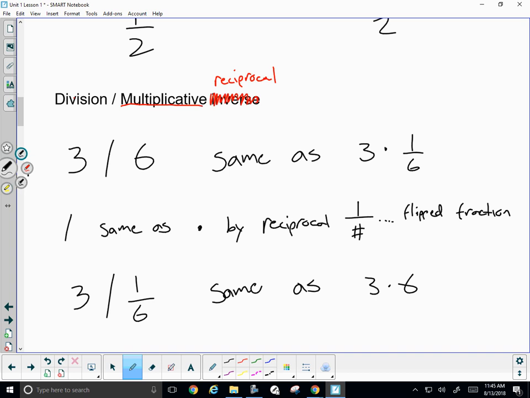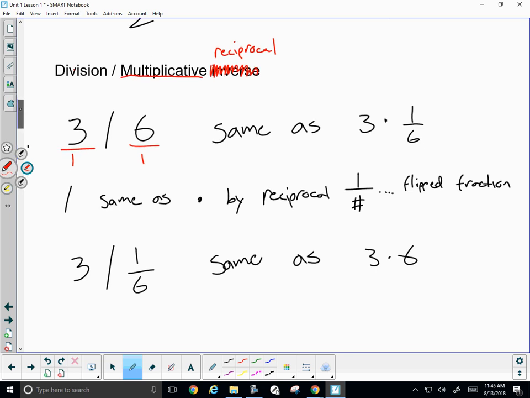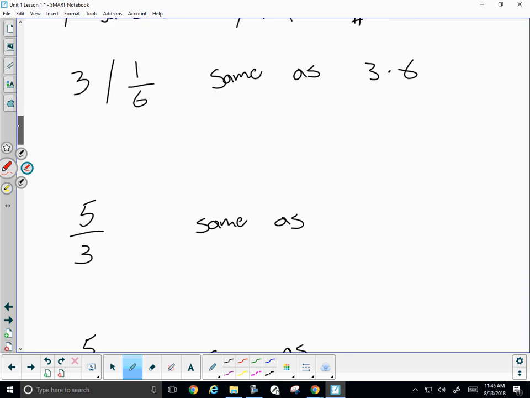We should be aware that any number can be written as a fraction if you just take a 1 and put it underneath. 3 divided by 1 is 3. 6 divided by 1 is 6. So if I take 6 over 1, flip it, it becomes 1/6. 1 over 6 is already a fraction. Flip that, it becomes 6 over 1. That turns into 6. Okay, so this is the idea behind a multiplicative reciprocal.